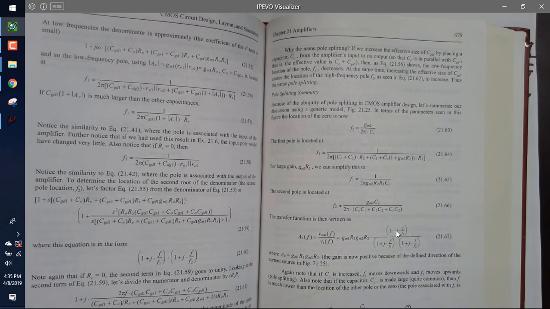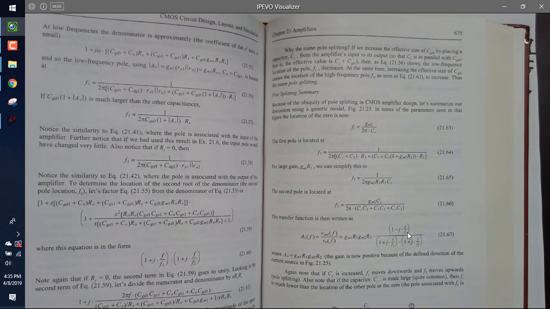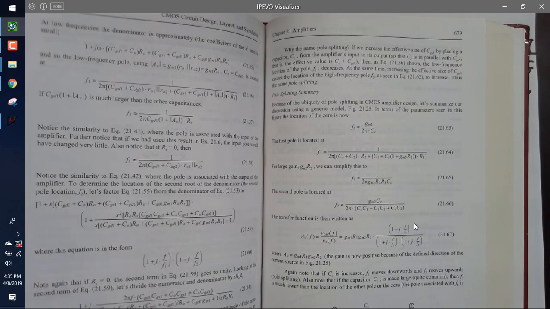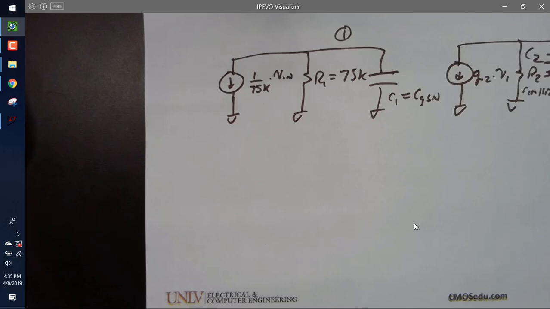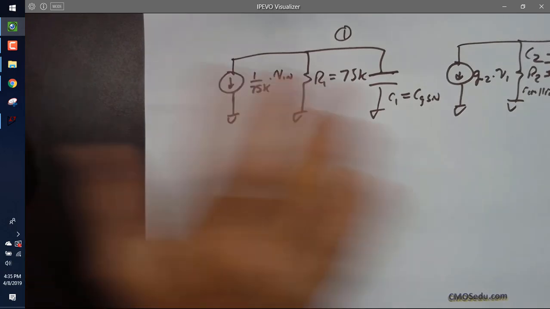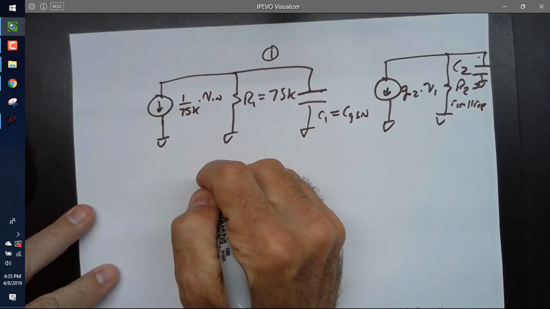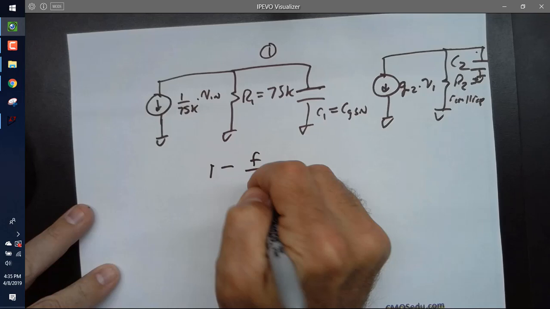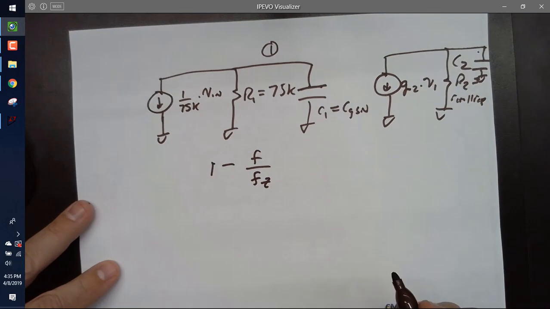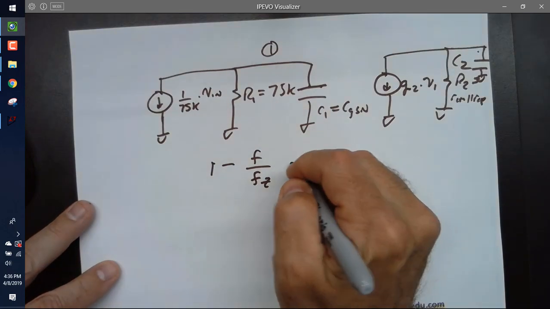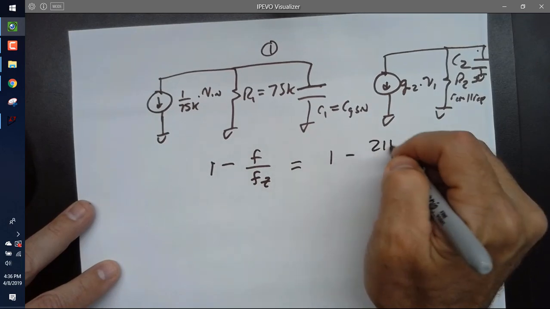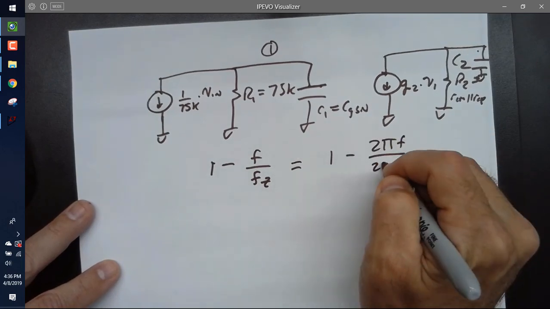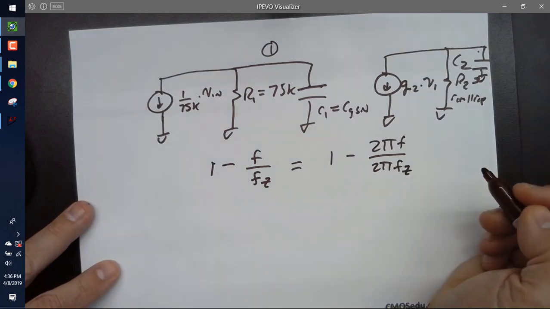Where the top of the transfer function goes to zero. Yeah, where it goes to zero. And so at what frequency would I set this to zero if I multiplied it out? Let me make sure this is clear, and I'll write it in a way that's a bit useful for circuit designers. Would everybody agree 1 minus f over fz is what we have in the numerator? Would everybody agree that I could write this as 1 minus 2 pi f over 2 pi fz?